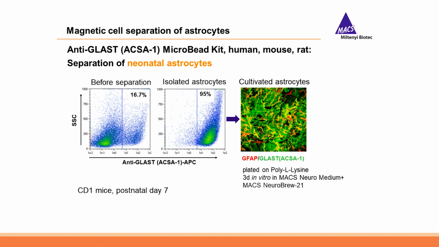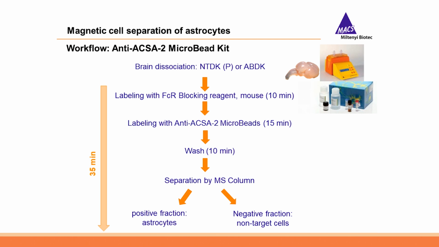The workflow of the Anti-ACSA-2 MicroBead Kit is a little bit different. Here the dissociation can be performed with the Neural Tissue Dissociation Kit in case of neonatal mice, or the Adult Brain Dissociation Kit in case of mice older than P7. Then we have again labeling with the FcR Blocking Reagent, and then it's a direct labeling with the Anti-ACSA-2 MicroBeads. And after washing, you can go to the separation with MS Columns. And as this is a direct labeling, it's a little bit faster and takes around 35 minutes.